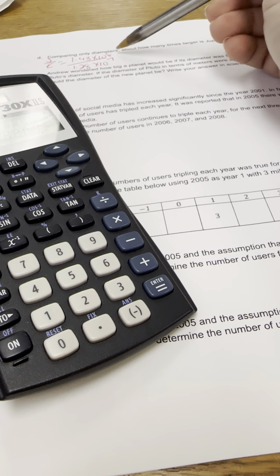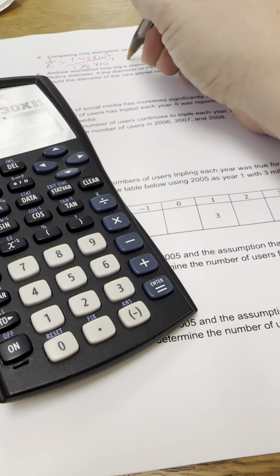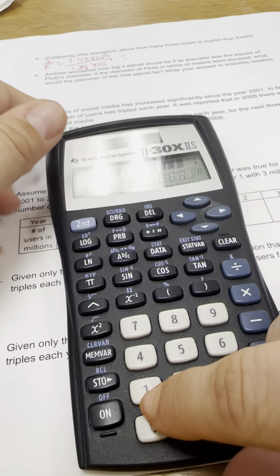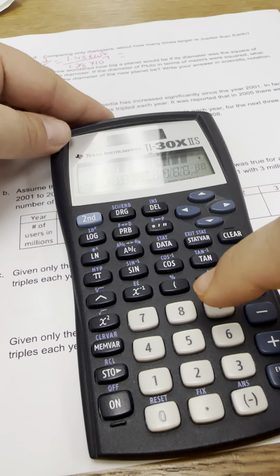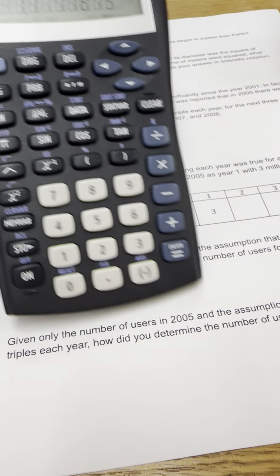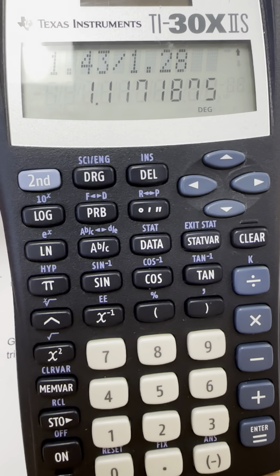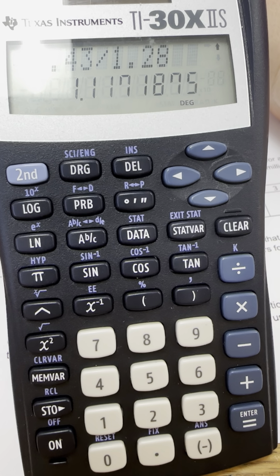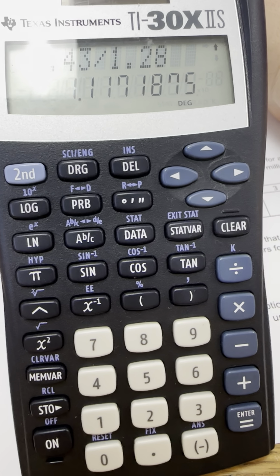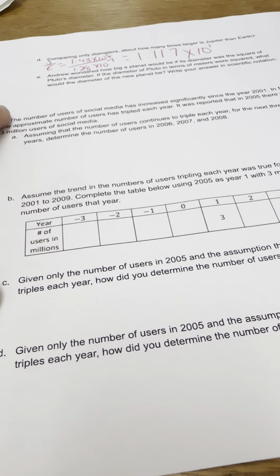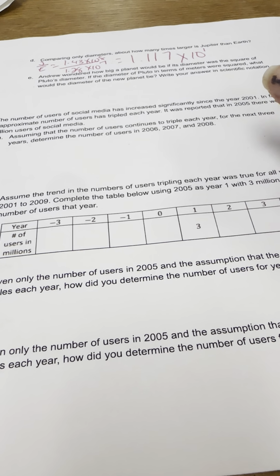When I subtract these using my exponent rules, I'm going to end up with 8 minus 7 is 1. So I'll just do these values right here. I have 1.43 divided by 1.28. This gives me 1.117 times 10 to the 1st. All right.